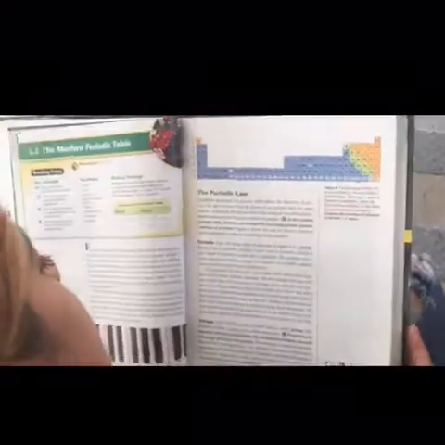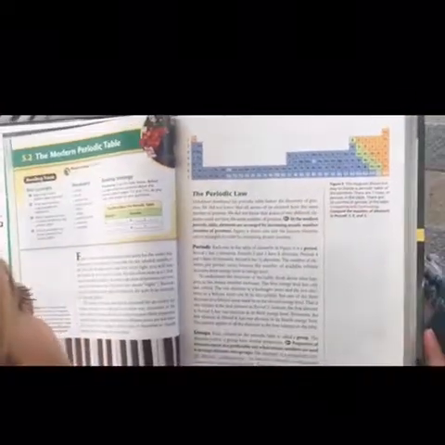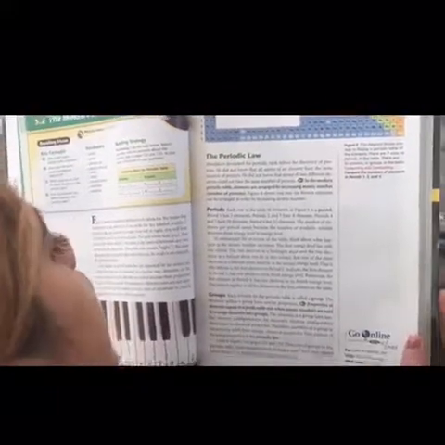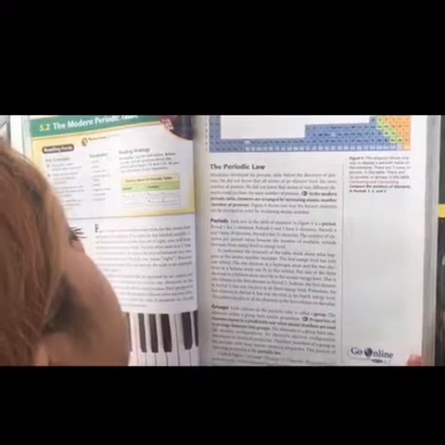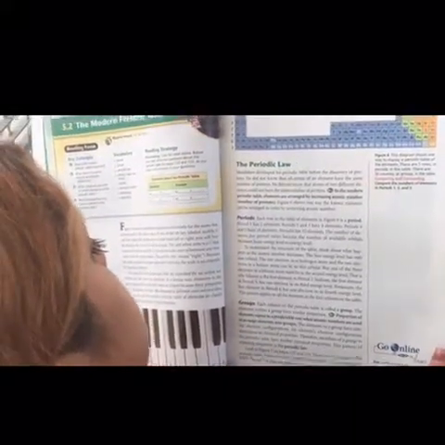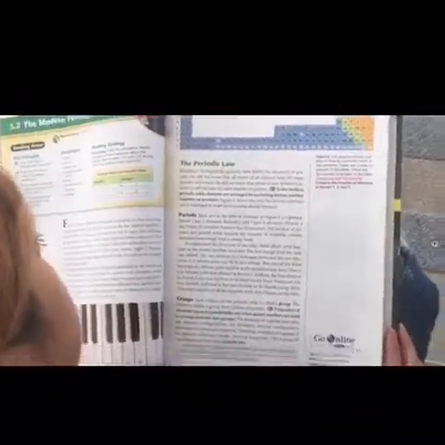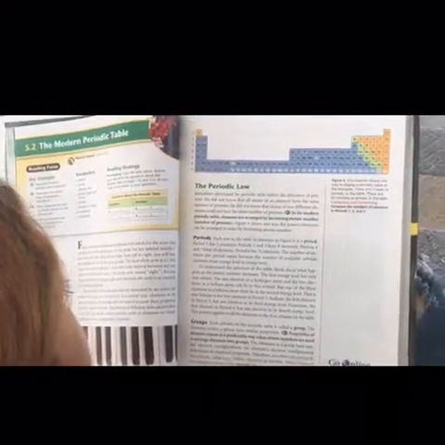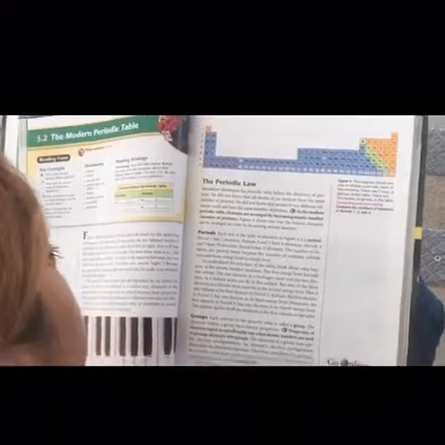The periodic law. Mendeleev developed his periodic table before the discovery of protons. He did not know that all atoms of an element have the same number of protons. He did not know that atoms of two different elements could not have the same number of protons. In the modern periodic table, elements are arranged by increasing atomic numbers of protons. Figure 6 shows one way the known elements can be arranged in order by increasing atomic number.